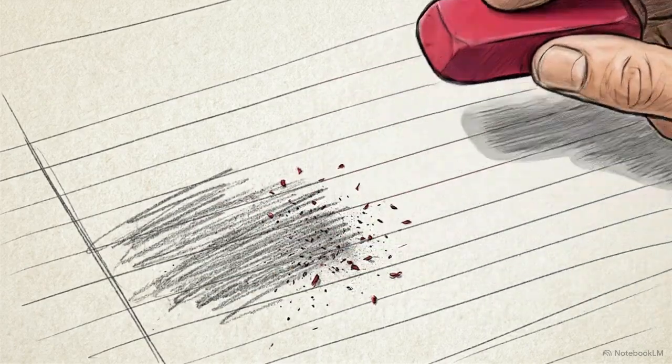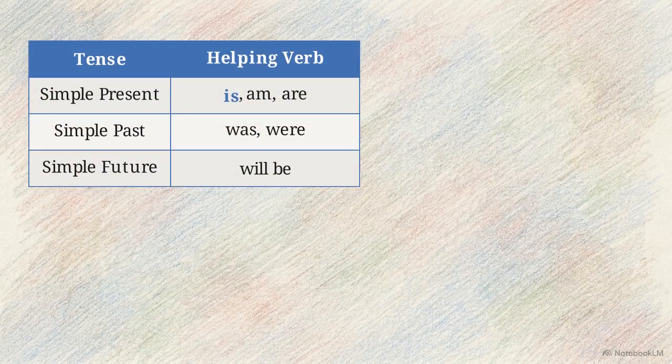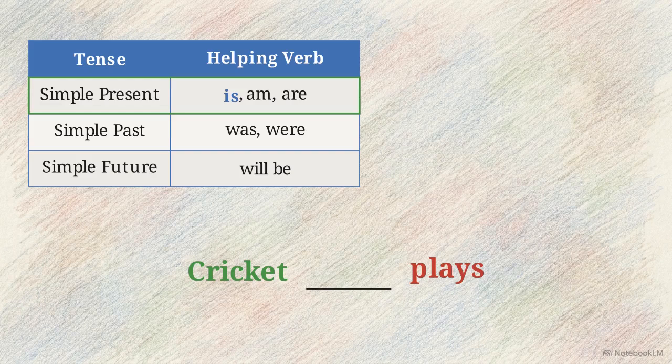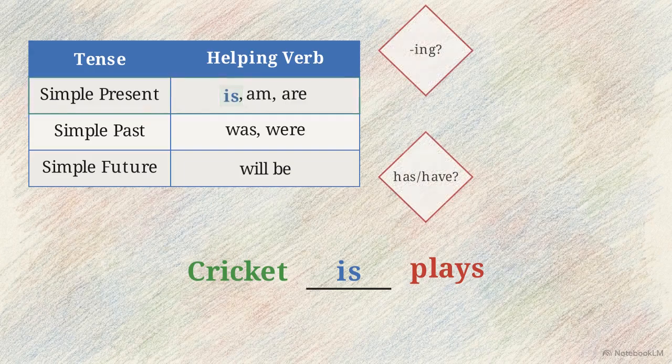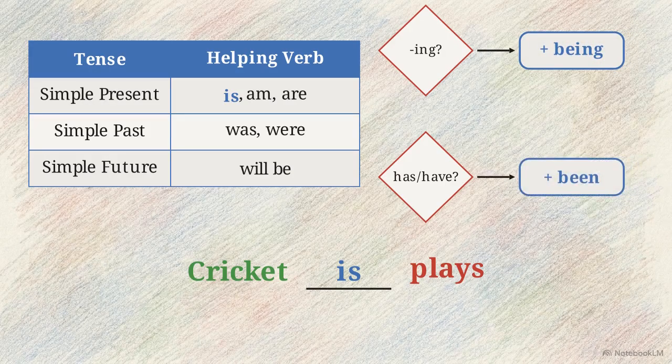Step 3 is inserting the correct helping verb. This tense matrix chart shows exactly how to choose your helping verb. Because our original example uses the simple present tense, we need a present tense helping verb, so we drop in the word is. To find the right match, simply identify the tense of the original active verb. If you see an ing, it's continuous, requiring is being. If you see a has or have, it's perfect, requiring has been. Once the original tense is identified, the helping verb becomes a simple substitution.